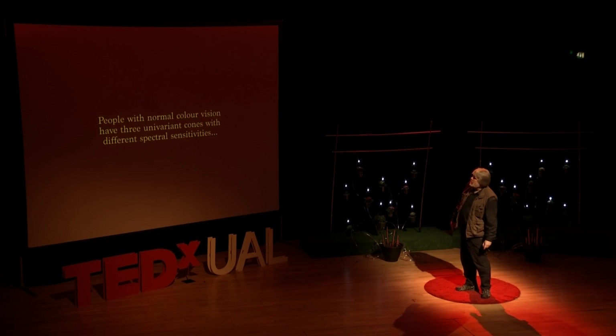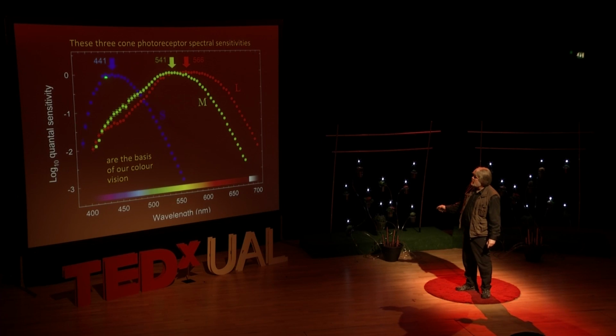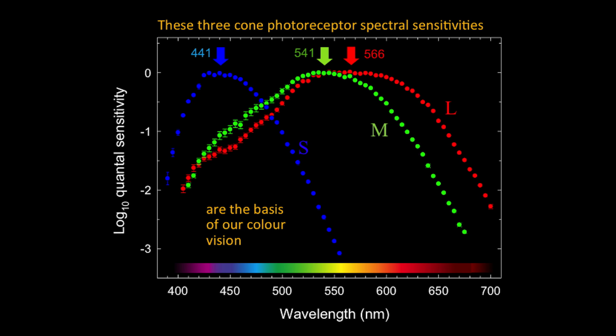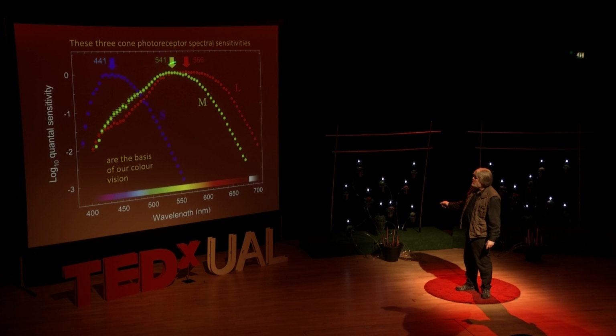So people with normal colour vision have three cones with different spectral sensitivities: S cones, M cones, and L cones, which peak at 441, 541, and 566 nanometers. And these three cone photoreceptors are the basis of our colour vision.